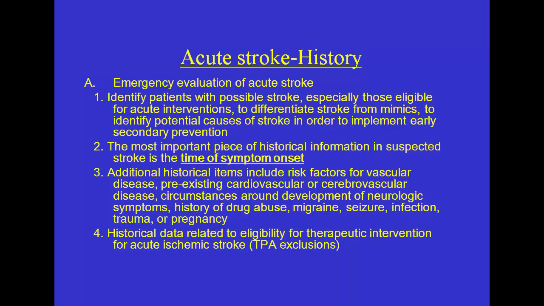All right, so emergency evaluation of stroke. You want to identify patients with possible stroke, especially those eligible for acute interventions such as TPA, to differentiate stroke from mimics, and to identify potential causes of stroke in order to implement early secondary prevention. So this little book had a diagram which I would have liked to have incorporated, but I didn't. One of the things they talked about in here was high-risk cardioembolic sources. But another nice diagram in here is about stroke mimics.